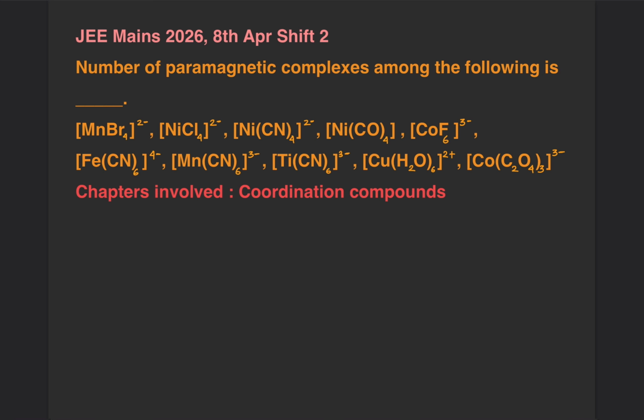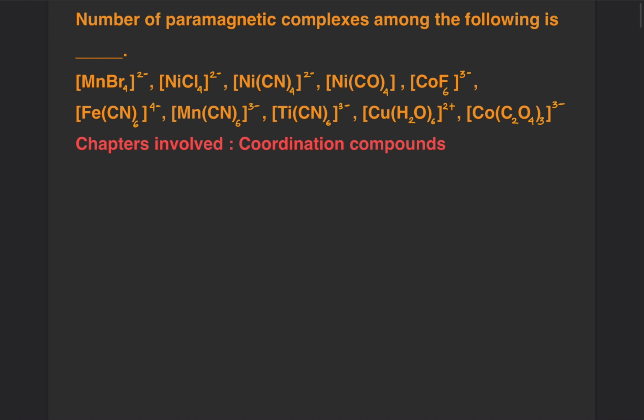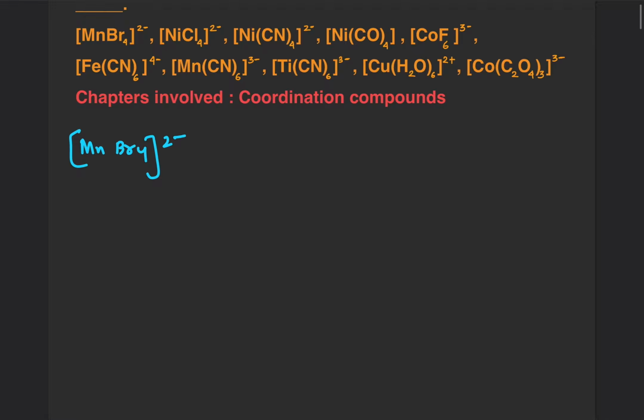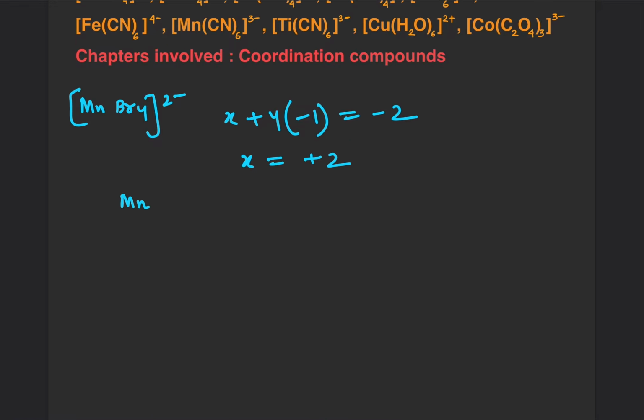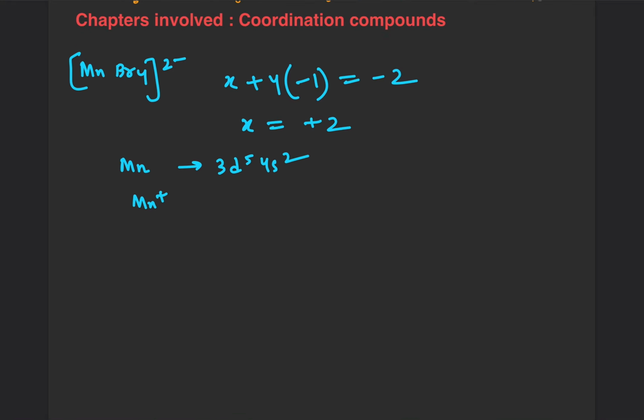Okay. So let's start with MnBr4 2 minus. Let's say the oxidation number of Mn is x. So therefore x plus 4 into the charge on Br, which is minus 1, will be equal to minus 2. So therefore x is going to be plus 2. We know that the configuration of manganese is 3d5 4s2. So therefore the configuration of manganese plus 2 is going to be 3d5.